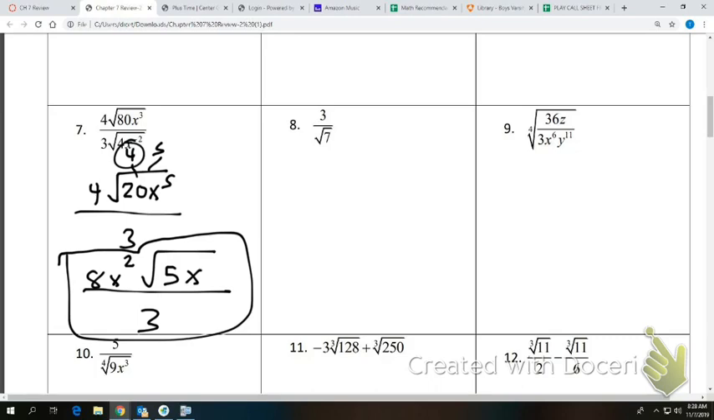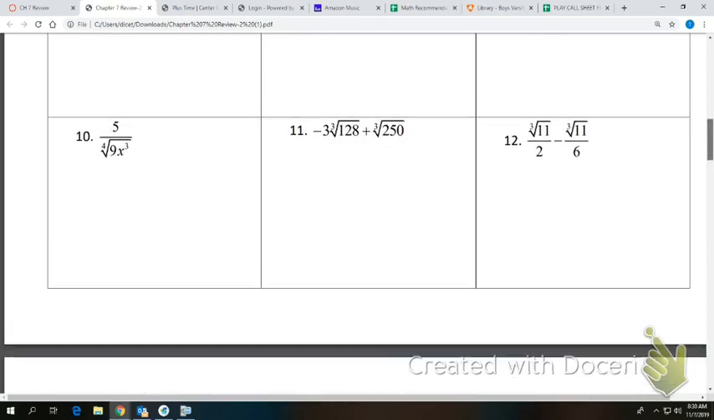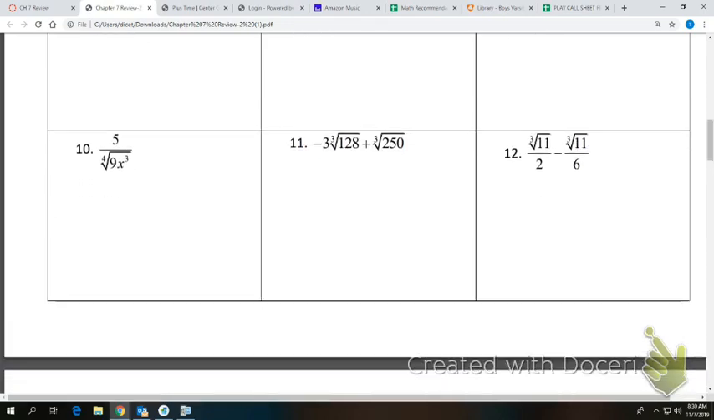Okay. I'm going to scroll down a little bit again. All right. Let's do number 10. In number 10, I have the 4th root of 9x cubed. Now that doesn't simplify, but I can't have a radical in the denominator. So I need to rationalize the denominator by multiplying by the 4th root of what?